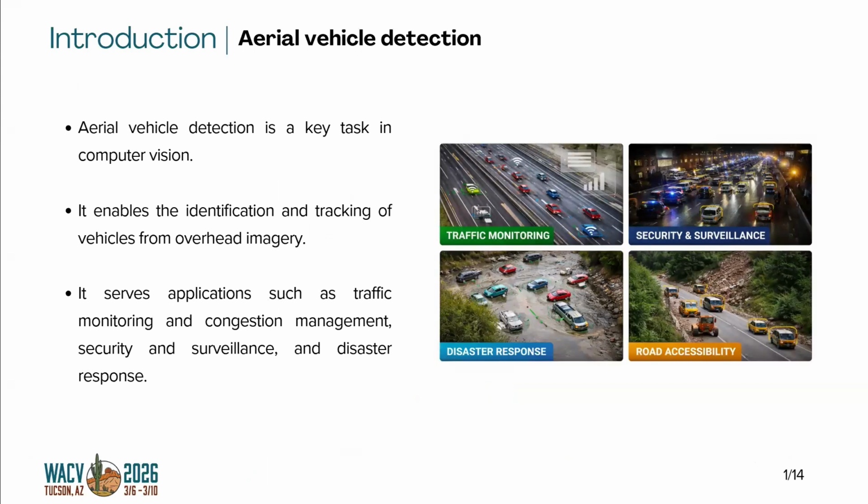To begin, aerial vehicle detection is a fundamental task in computer vision. It enables the identification and tracking of vehicles from overhead imagery, which is essential in remote sensing applications. These capabilities support important real-world use cases, including traffic monitoring, security and surveillance, and disaster response.